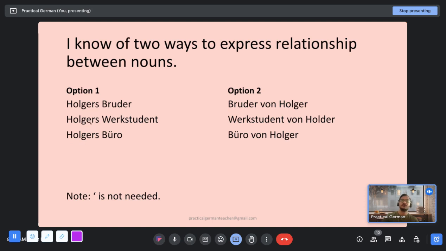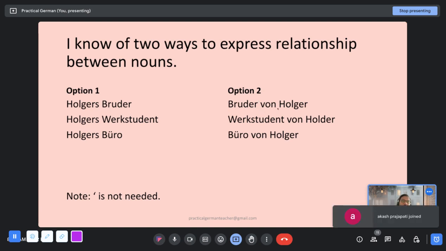If I want to say, Holger has a Werkstudent, I will say Holger's Werkstudent. Holger's office, Holger's Bureau. Apostrophe is missing. Another way to say the same thing is using the word von. So Bruder von Holger. Werkstudent von Holger, not Holder, Holger. Bureau von Holger. Okay, there are two ways to say it. When you use the S, don't use an apostrophe, or you can use von.